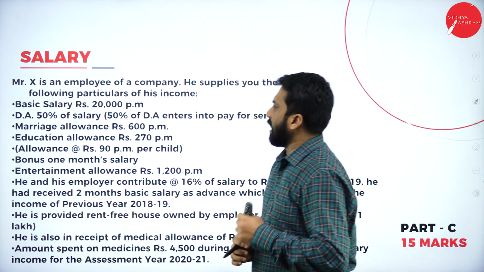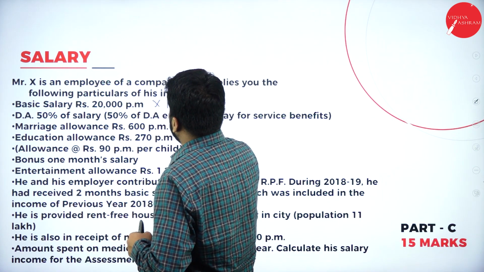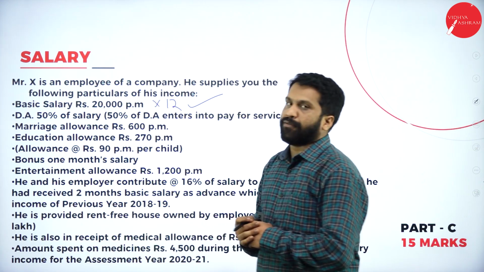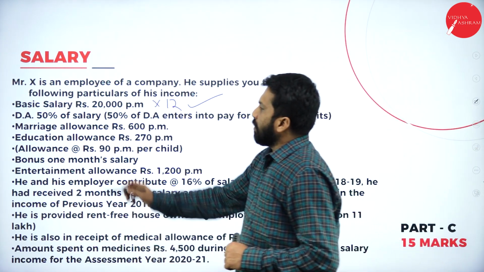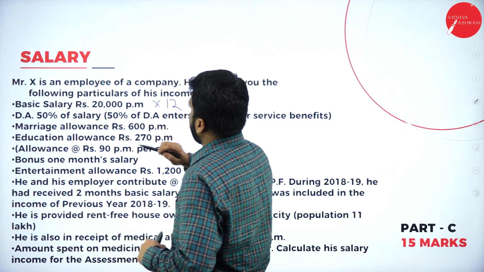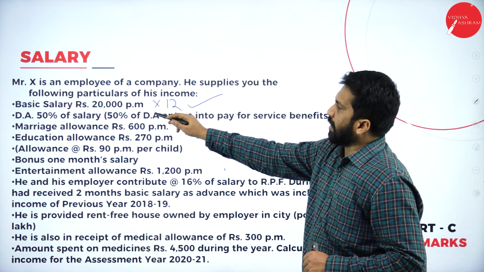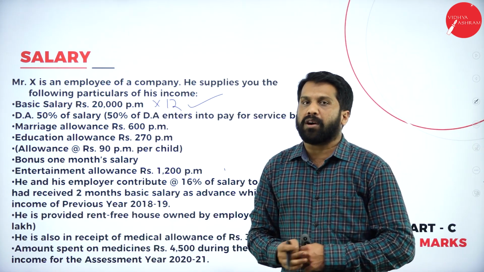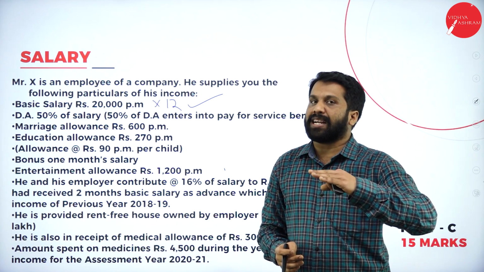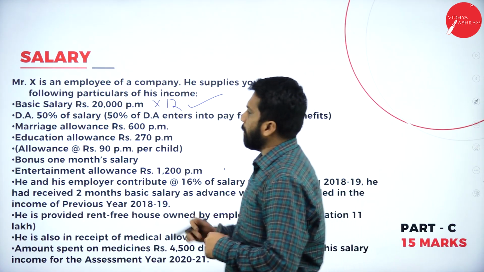What is his basic salary? 20,000 per month. 20,000 into 12. How much? 2,40,000. Then dearness allowance, DA, 50% of salary. Whatever you got, like 20,000 into 12, 240 you got. 50% means what? 1,20,000 will be your DA.